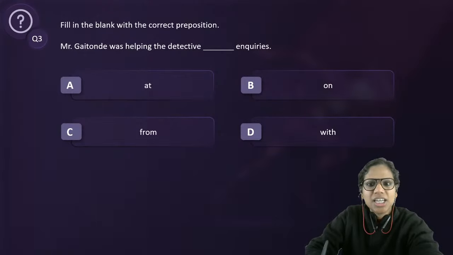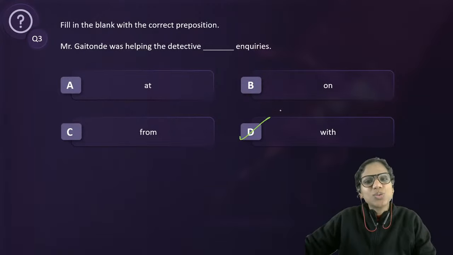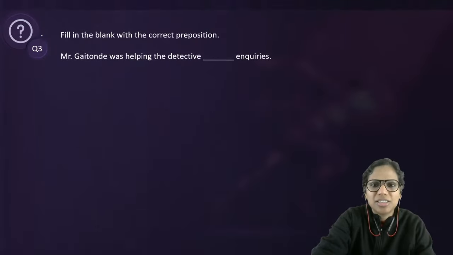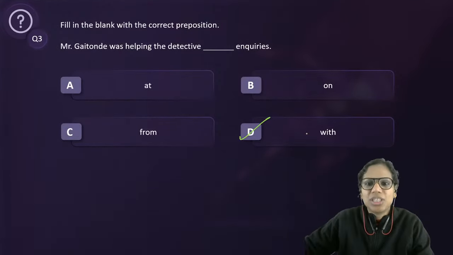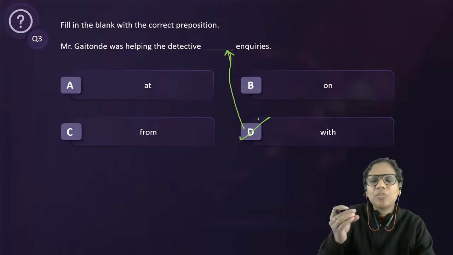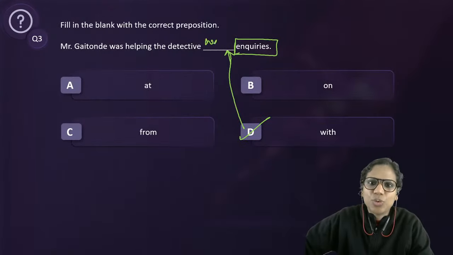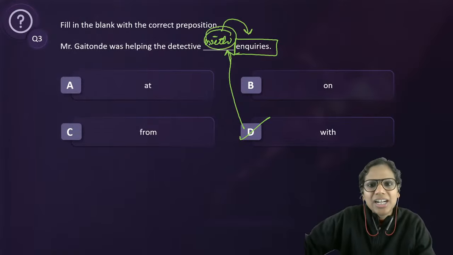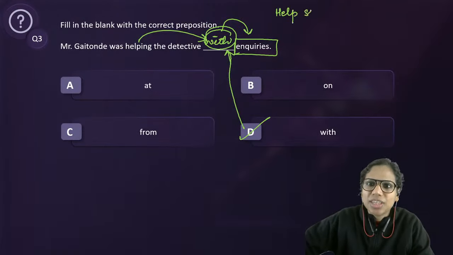D, all right. So here again we use D, but see the usage is very different from the meaning. The intention behind using with is very different from question 2, right? To help someone with something. So again, it means you are helping them for a particular purpose. So with what? With enquiries. You are helping them to a particular end, and help with is the standard usage. To help someone with something, help someone with a particular task.